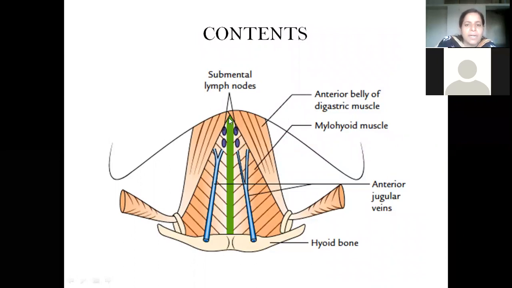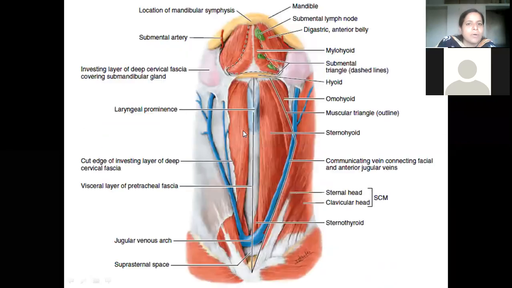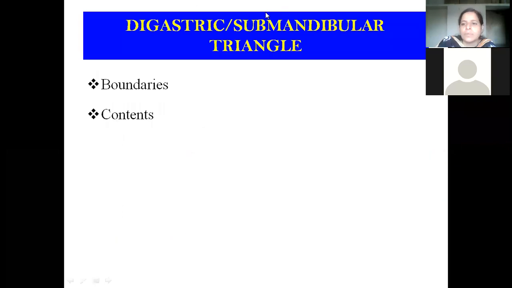So in the submental triangle, we will see the submental group of lymph nodes. It's better I will give you a new link for the digastric triangle. Okay, I'm stopping you.